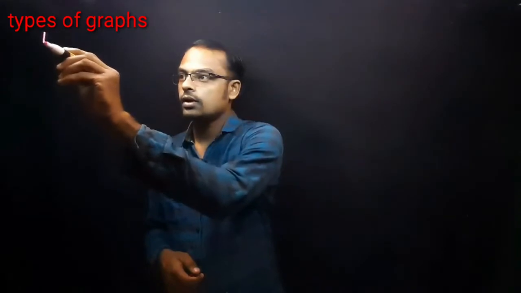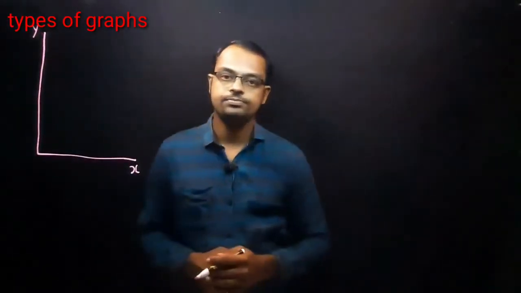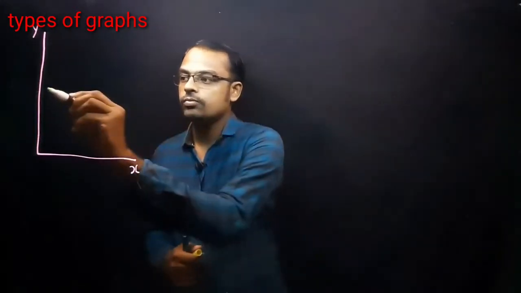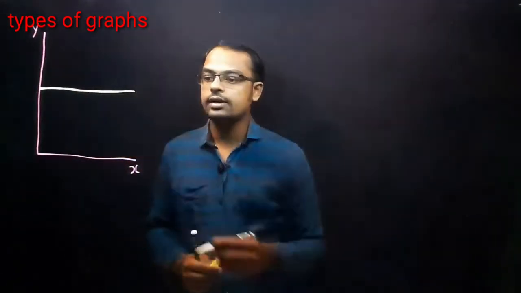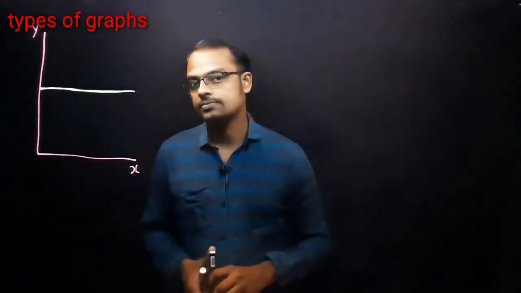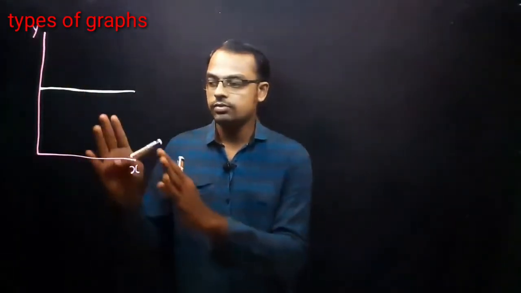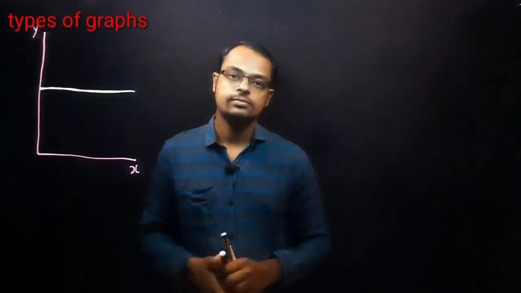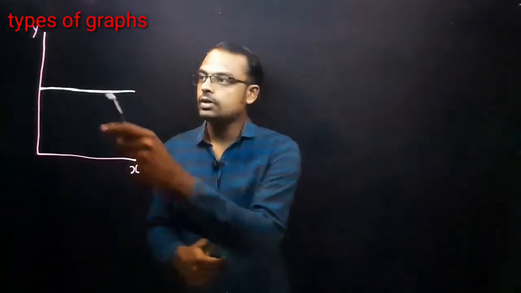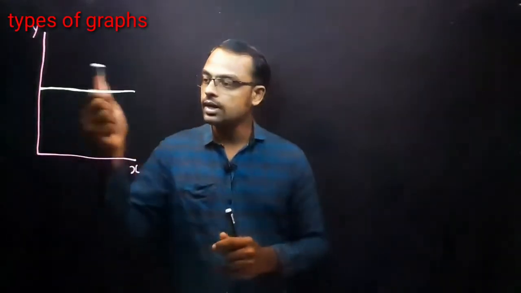If I draw a graph like this, as you already know, a graph means there will be an x-axis and a y-axis. If I draw a straight line parallel to the x-axis, is there any relation between these two quantities? Here we have not written any quantity. Is there any relation between x and y? You can see x is increasing but the y value doesn't change. So there is no relation between x and y.